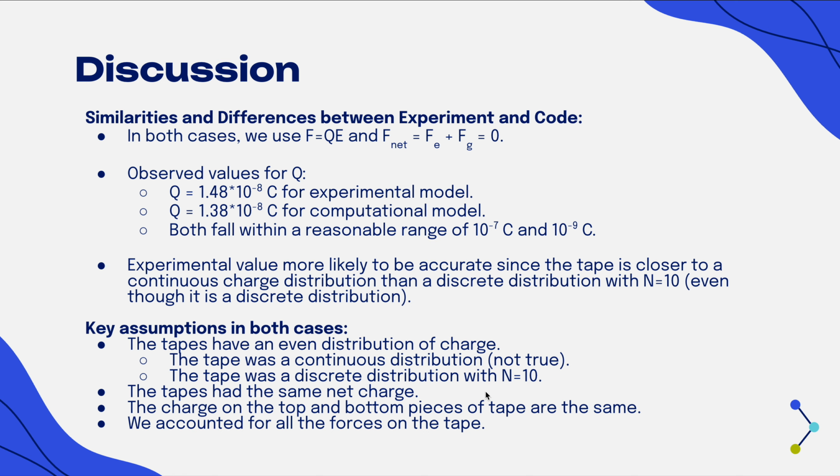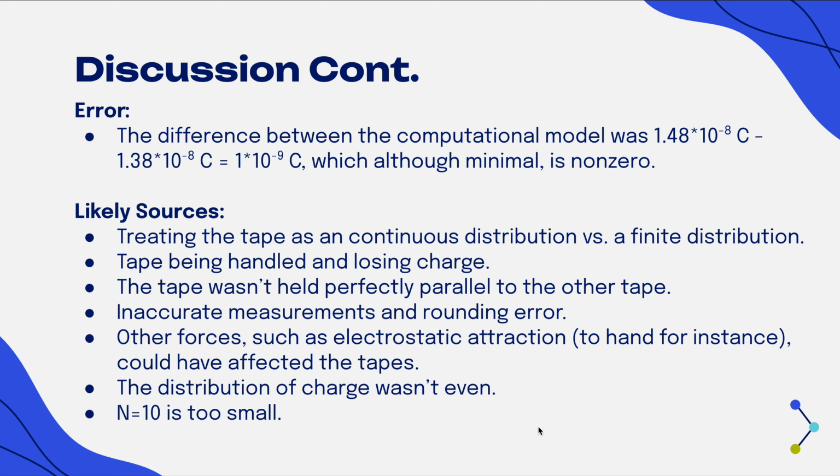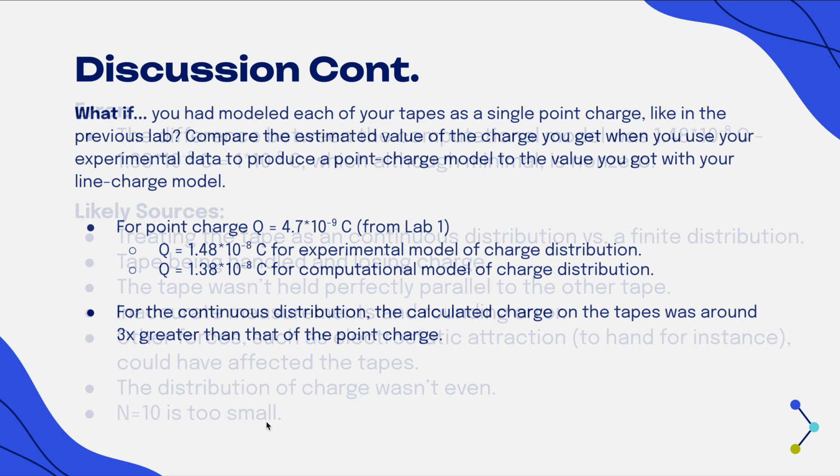We're also assuming the same net charge and that we accounted for all the forces on the tape. We had a very small difference, about 1 times 10 to the negative 9 coulombs. This is likely because we treated one as a continuous distribution and the other as a finite discrete distribution. There are other sources of error, like the tape being handled, not being perfectly parallel, some inaccurate measurements, surrounding errors, and other forces. The charge distribution wasn't actually even, and n equals 10 is too small; we should use a much more realistic value, like billions of particles.